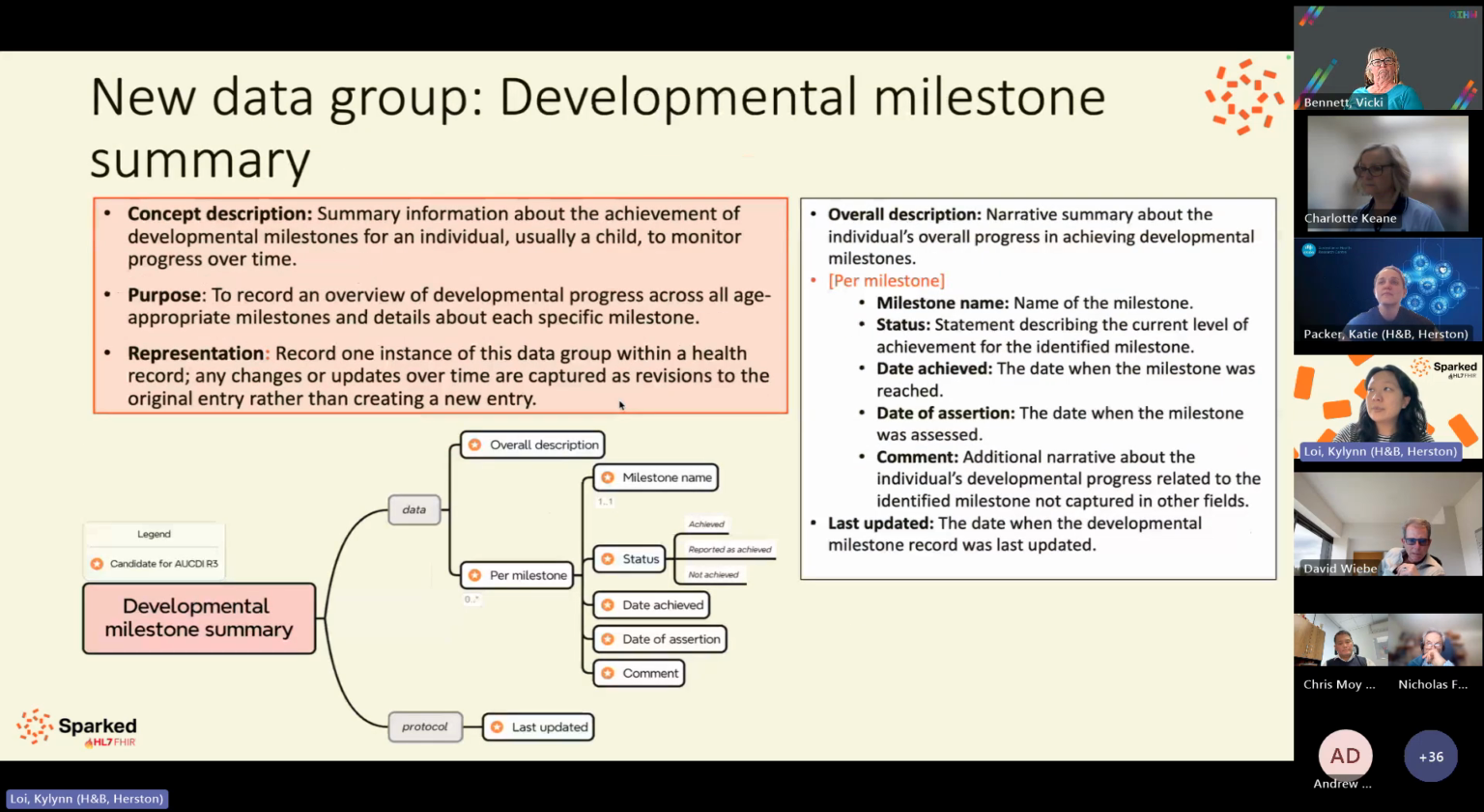And then we also developed a developmental milestone summary. One of the priorities that came out of the face-to-face clinical design group was to start thinking about how child or pediatric information can be collected. Besides the anthropomorphological ones, we wanted something that started to collect developmental milestone information. This is a repeatable model that can be used to collect all of the different milestones and whether they've been achieved or not achieved.